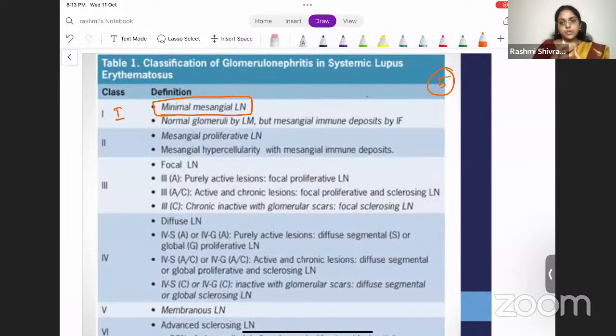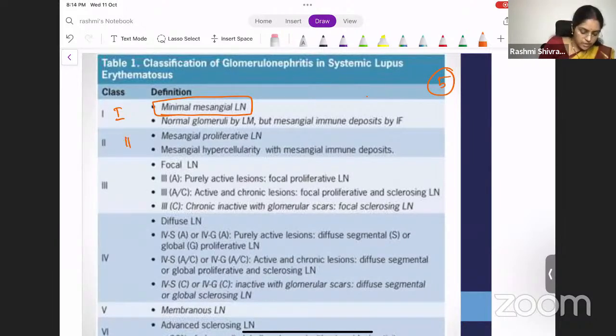So within the glomerulus, you have a few compartments. You have capillaries, you have endocapillary cells, you have some mesangial cells in between the capillaries. All these are the components of the glomerulus, right? So what happens in minimal mesangial lupus nephritis? Immune deposits in the mesangium will be there. So this is called minimal mesangial lupus nephritis.